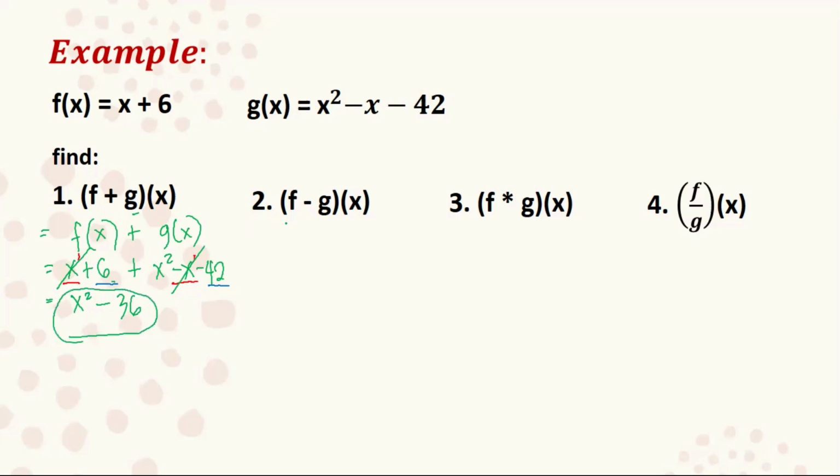So number 2, this time you are asked to perform subtraction. So we have f of x minus g of x. When subtracting two functions, class, you have to consider which one is the minuend and which one is the subtrahend. Hindi pwedeng ma-interchange sila. So in this case, since nauna yung f of x, dapat unahin nyo rin yung f of x. So let's continue. f of x is x plus 6 minus g of x is x squared minus x minus 42.